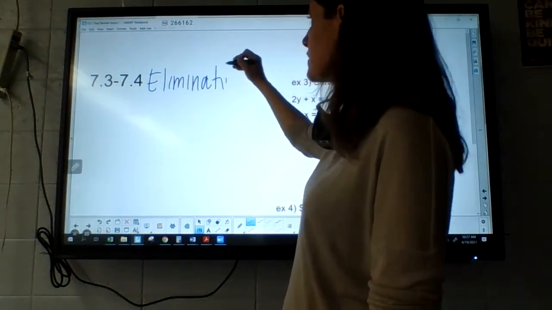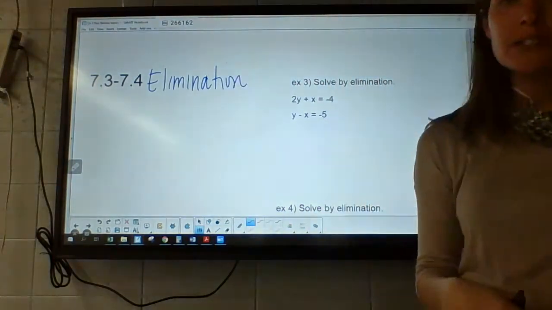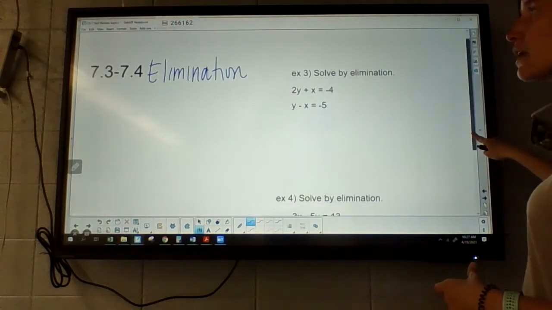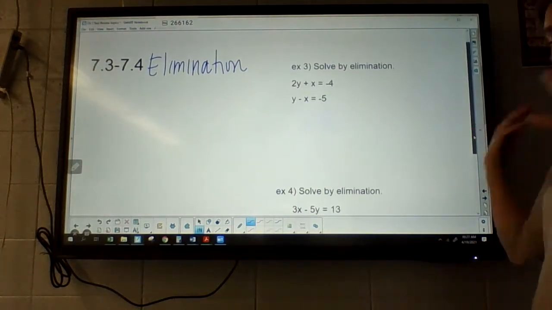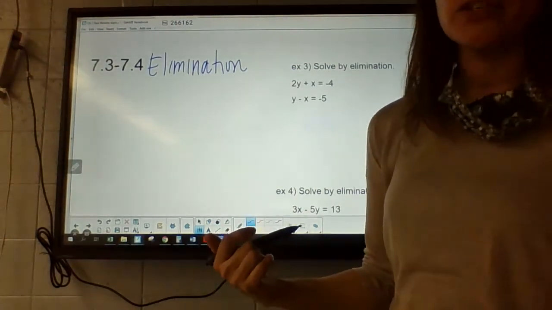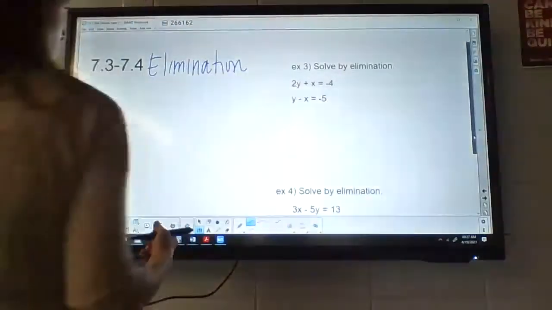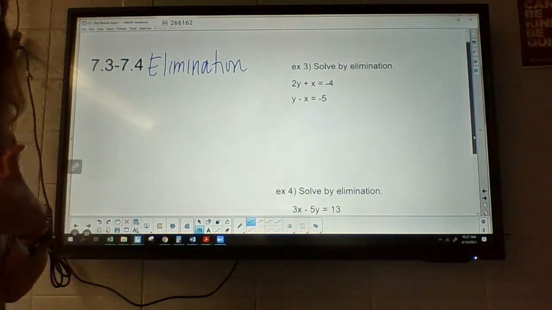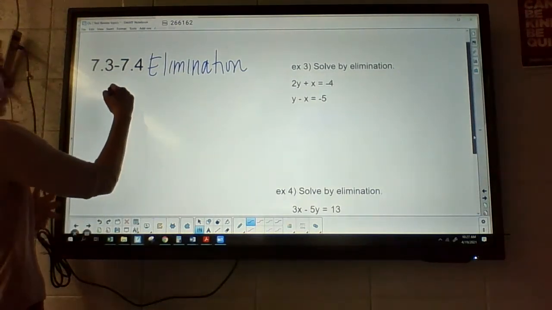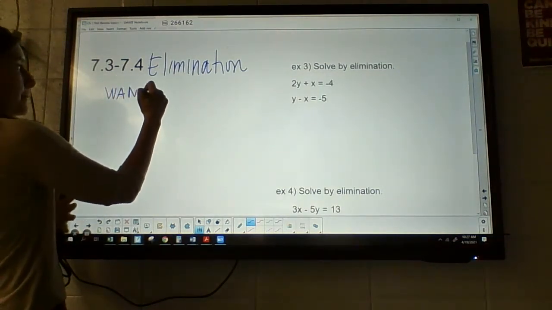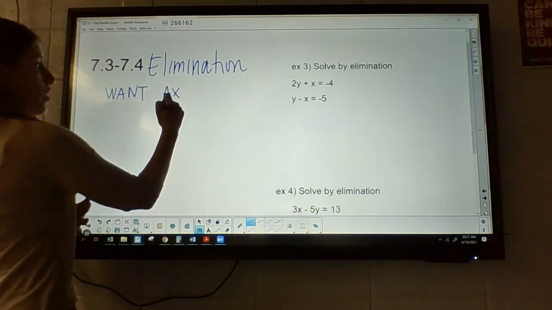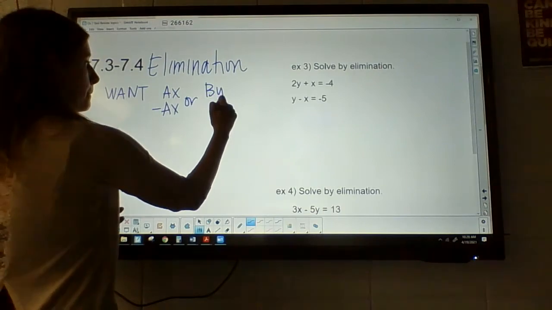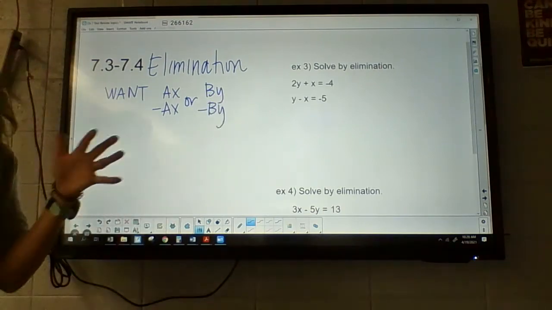Now on the test, if I ask you to use a particular method, you must use that method. You can't say, well, I really like substitution better, that's what I'm going to use. If I ask you to do a method, that's the method you use. So remember, with elimination, we want to add the equations together and cause something to cancel. But you may need to multiply if necessary because we want there to be opposite x's or opposite y's. So we want one or the other to happen.